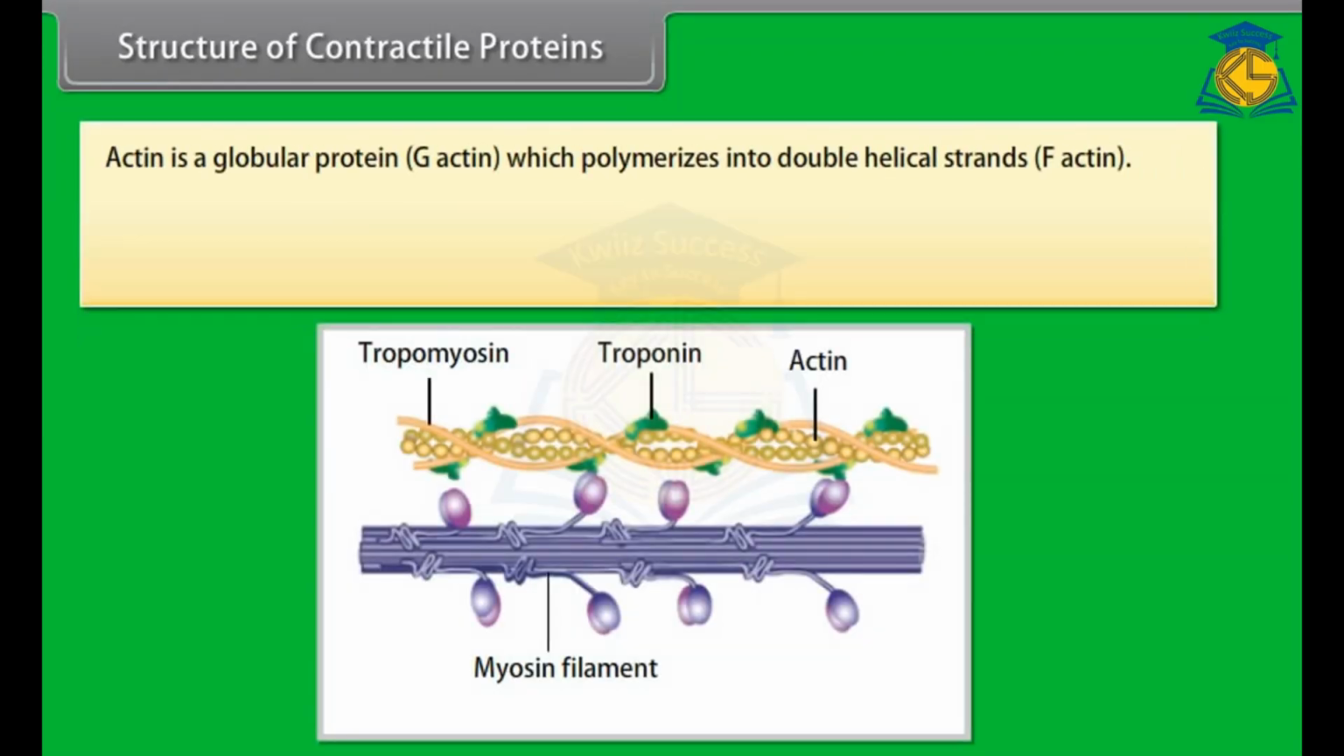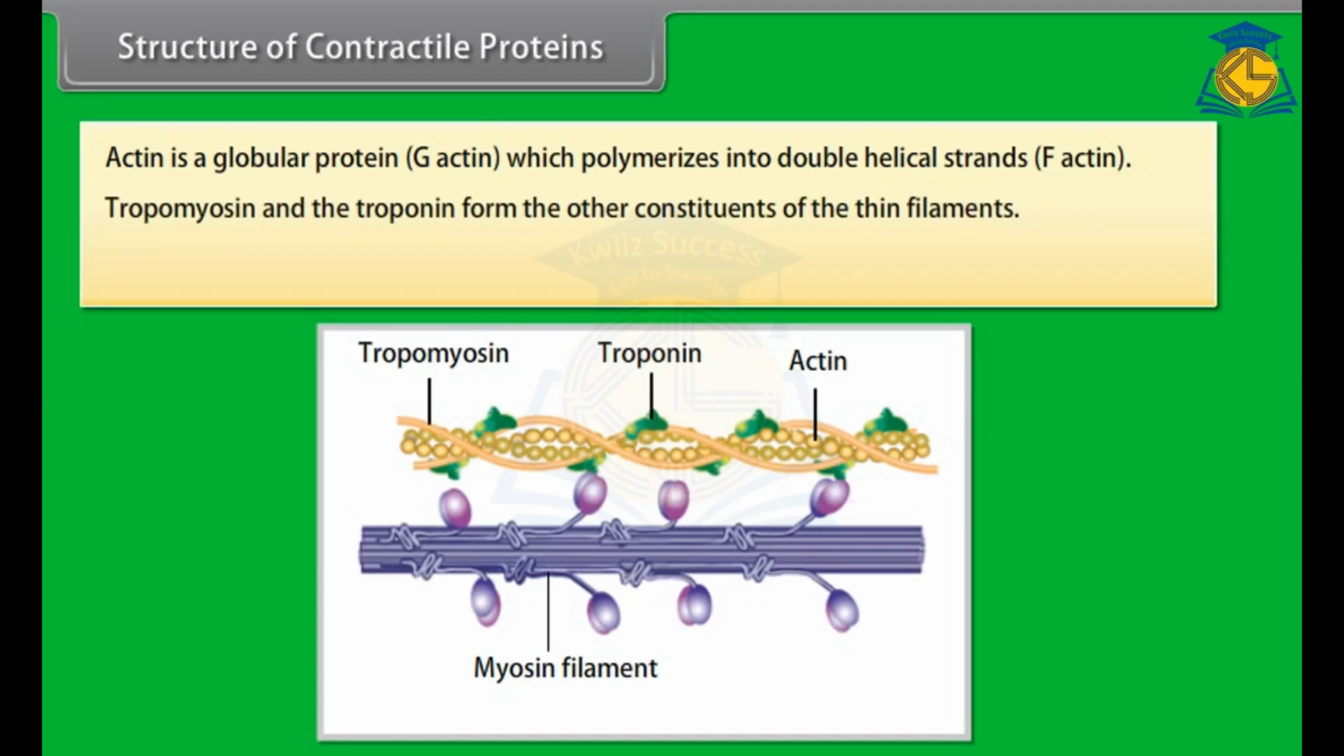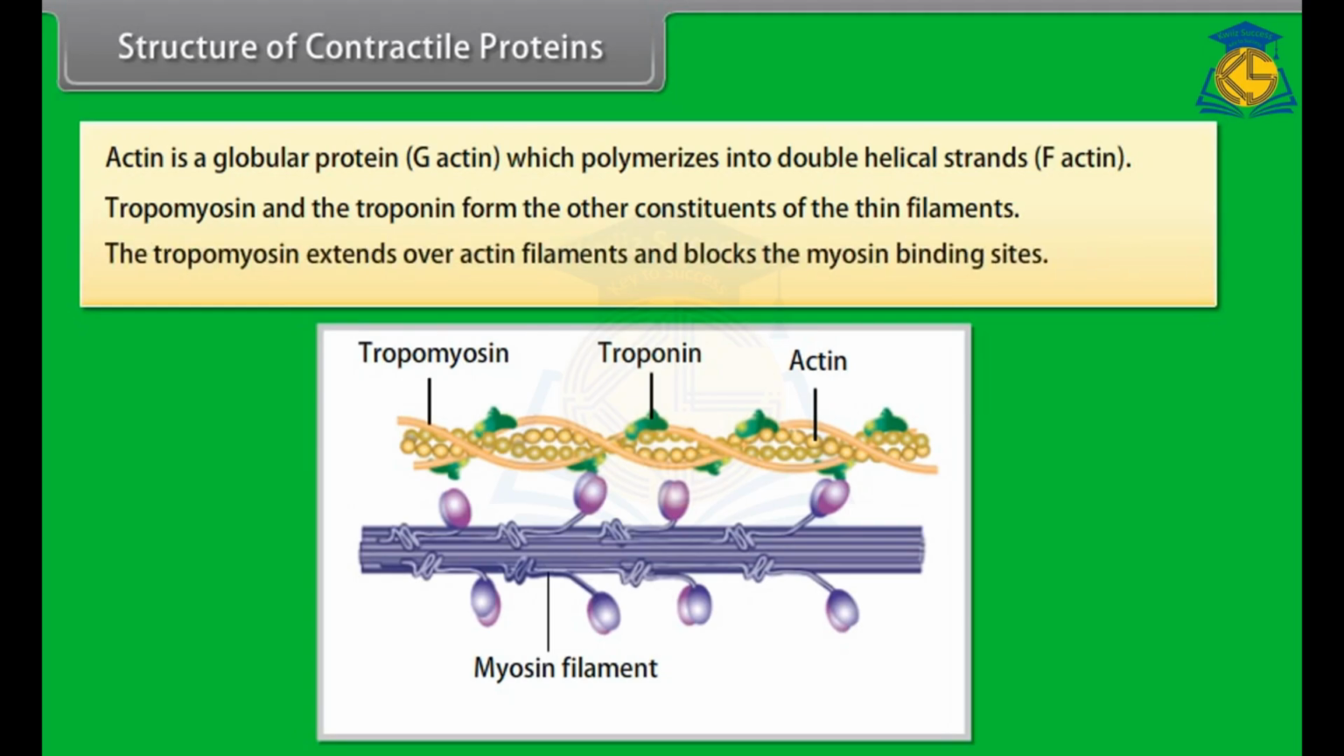Structure of contractile proteins. Actin is a globular protein, G-actin, which polymerizes into double helical strands, F-actin. Tropomyosin and troponin form the other constituents of the thin filaments. The tropomyosin extends over actin filaments and blocks the myosin binding sites.